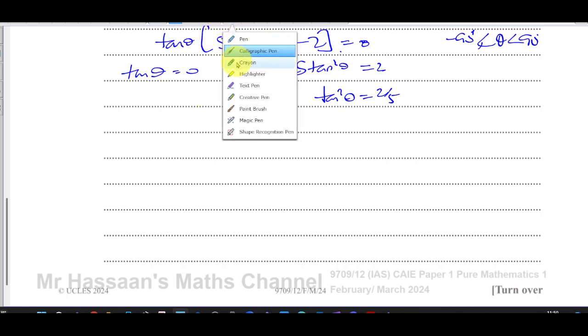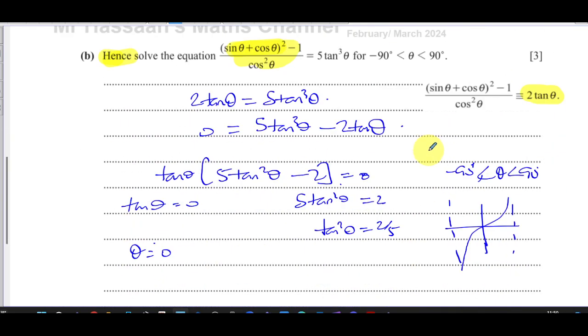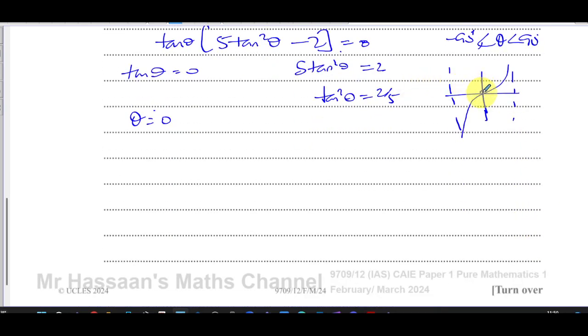Now, for tan theta equals 0, that's pretty simple. Theta is going to equal 0. If you press inverse tan of 0, you're going to get 0. The tan curve, as we know, between minus 90 and 90, is going to have asymptotes. It's going to look something like this. Does the question have to be in degrees or radians? Degrees. Okay, it's between minus 90 and 90, so that's included in our range.